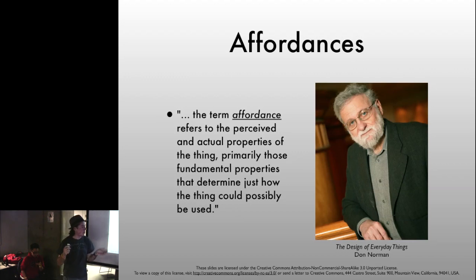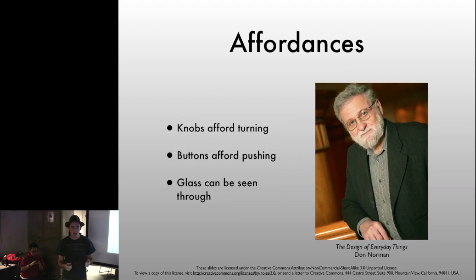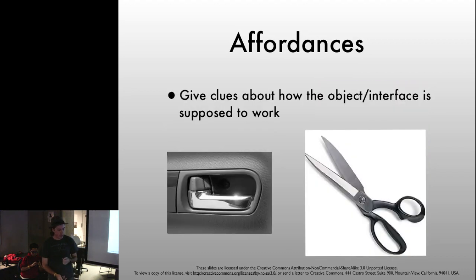Which sounds like a big formal gobbledygook example, a bunch of fancy tiny words, but it's really just an affordance. An affordance is when you look at something, what it tells you about how to use that thing. So things like knobs you can afford turning because they spin. Buttons afford being pushed. Things like glass can be seen through, and these are the kinds of actions that these objects afford. So the idea is that they give clues as to how the thing is supposed to work.